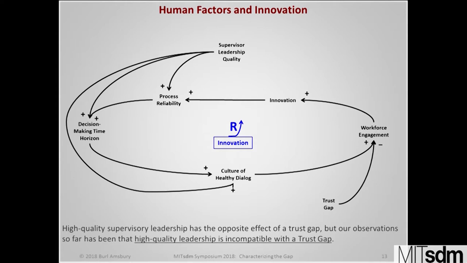Well, for a minute, let's just ignore the trust gap and the leadership quality inputs to this loop. You can see that this loop could spiral either positive or negative in terms of innovation. It's a reinforcing loop. One thing I want to point out is the decision-making time horizon. Just because you take a long time to make a decision doesn't mean you're going to get healthy dialogue. Understand that. But the reverse is true.